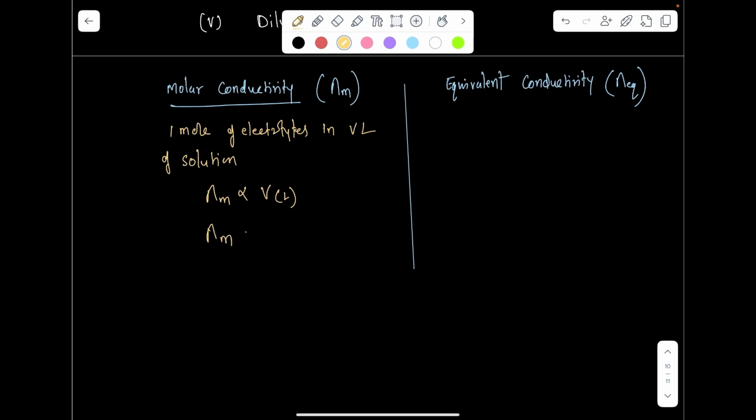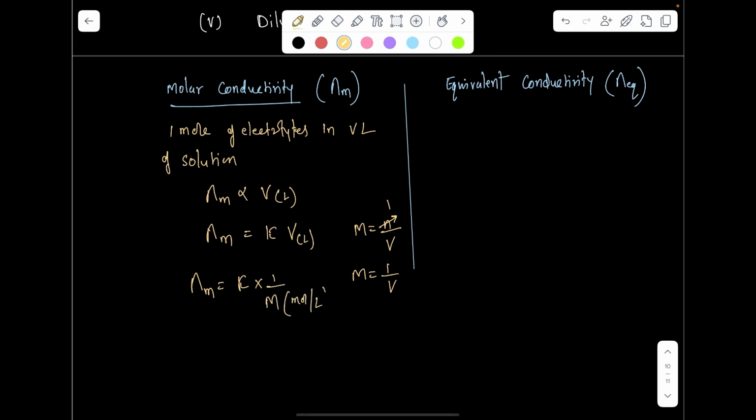When I remove this, it will convert into the kappa and the volume in liter. So molarity, we know that moles by V, but the moles is 1 mole, so molarity would be equal to 1 by V. So we will write the molar conductivity would be equal to kappa into 1 by M, where M is moles per liter and kappa is Siemens centimeter inverse. So we will write the kappa divided by molarity. Moles per liter means we will write the 10 to the power 3 centimeter square or centimeter cube moles, and that should be Siemens centimeter inverse.